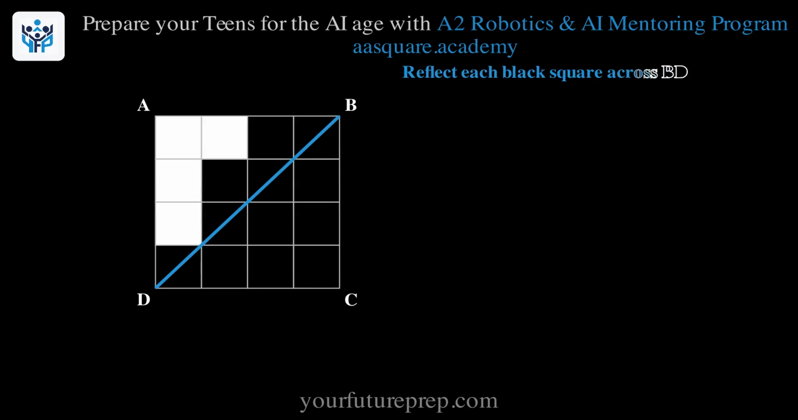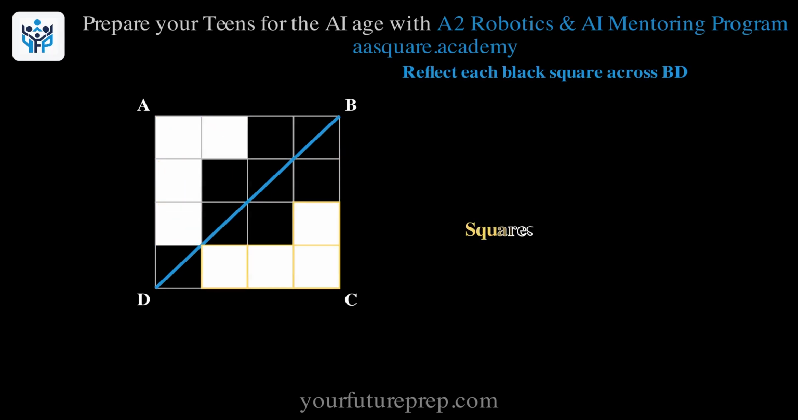So reflect each black square across the diagonal. Every black square that is off the diagonal needs its mirror image to be black too. 4 of those mirror squares are still white, so we must color those 4 mirror squares black. The minimum number of additional squares is 4, which is choice D.